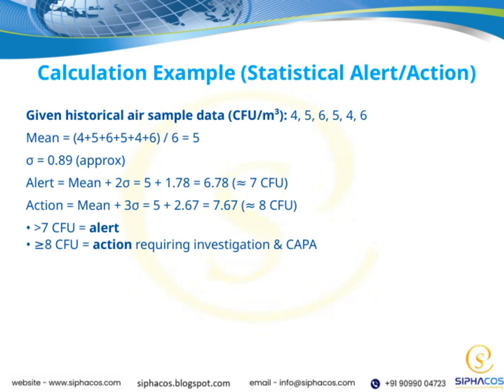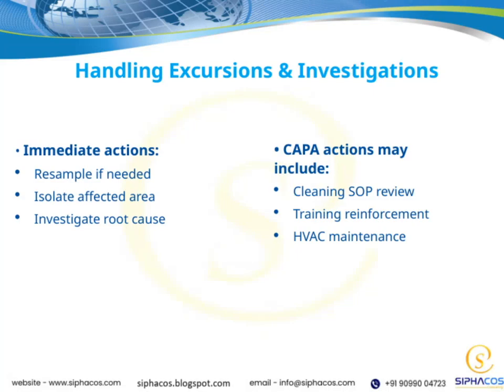This means if our sample exceeds 7 CFU, we trigger an alert, and if it reaches or exceeds 8 CFU, it indicates a need for investigation and corrective actions. This approach helps us respond proactively by identifying when our air quality is approaching or surpassing acceptable limits, ensuring we maintain a safe environment. Now, let's talk about some of the actions we can take through CAPA, or corrective and preventive actions.